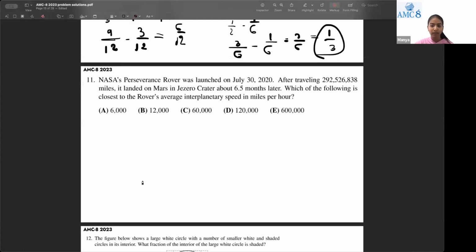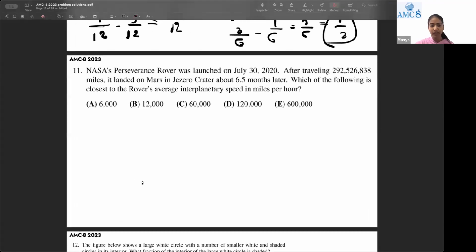So problem number 11. NASA's Perseverance rover was launched on July 30th, 2020. After traveling 292,526,830 miles, it landed on Mars in Jezero crater about 6.5 months later. Which of the following is closest to the rover's average interplanetary speed in miles per hour?